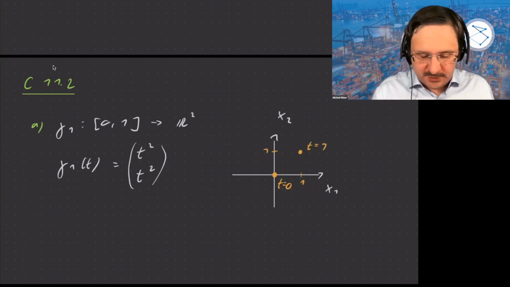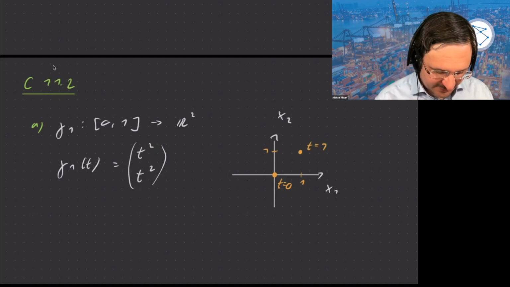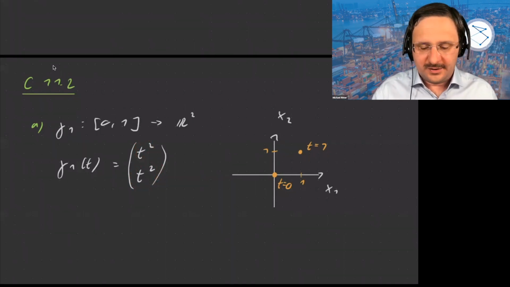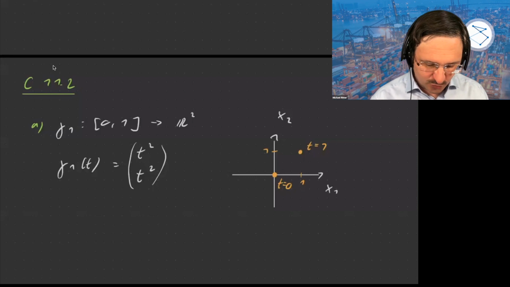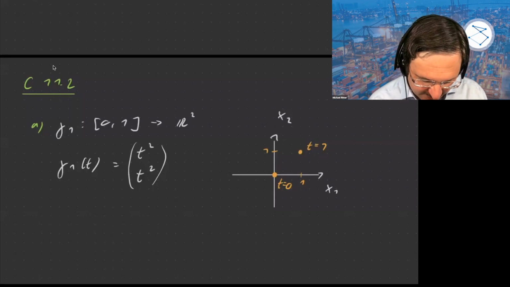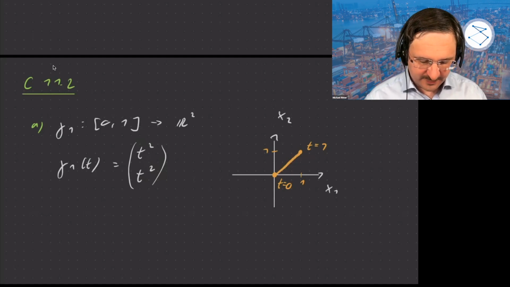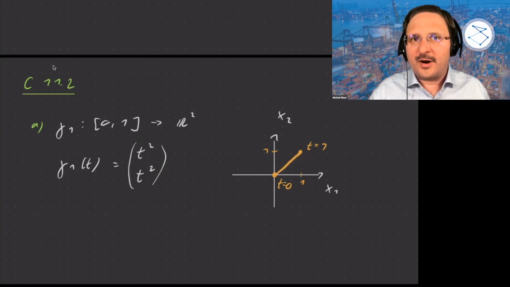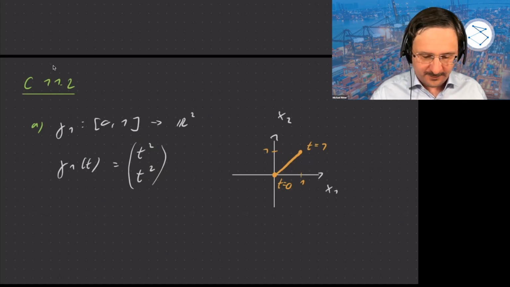And then what happens in between? Well, you can easily see that the x1 and the x2 coordinate are always equal. And that means we're basically moving along this line here from the starting point to the end point. So that's what the graph of that function looks like.